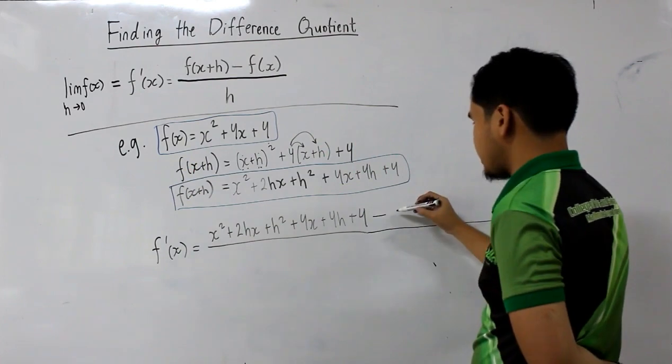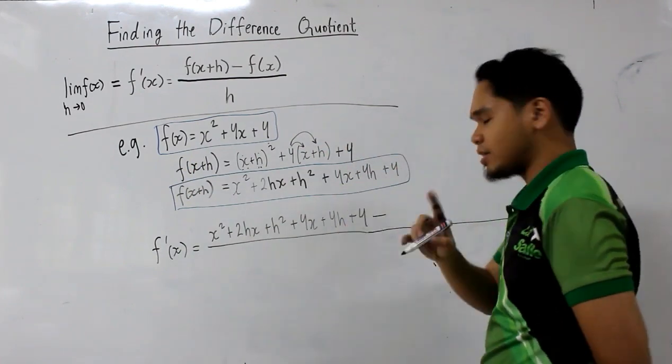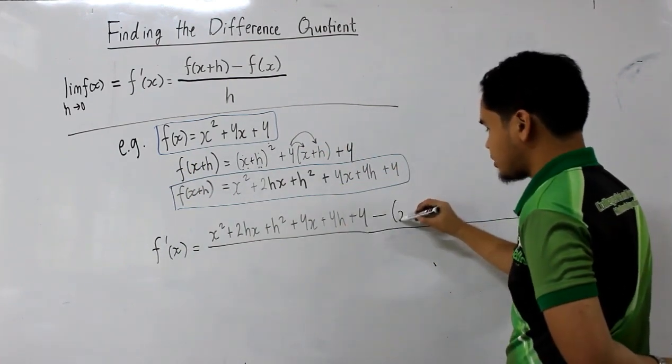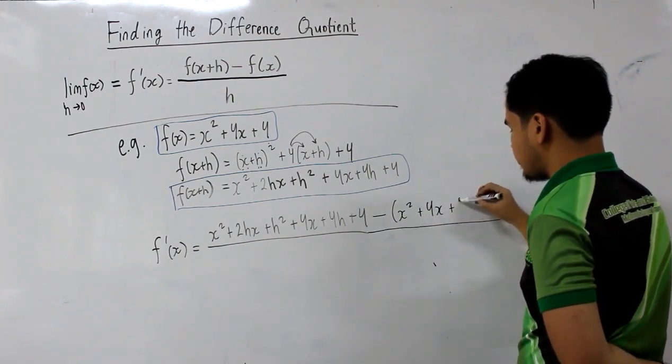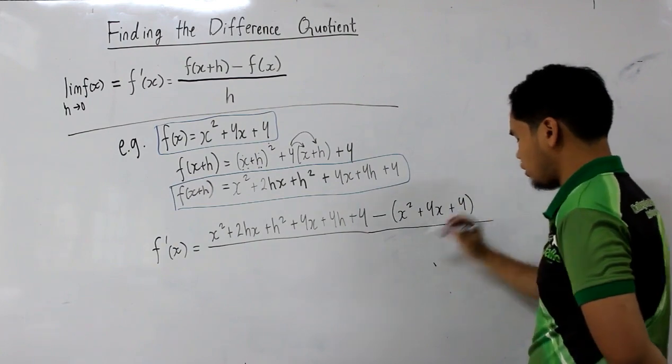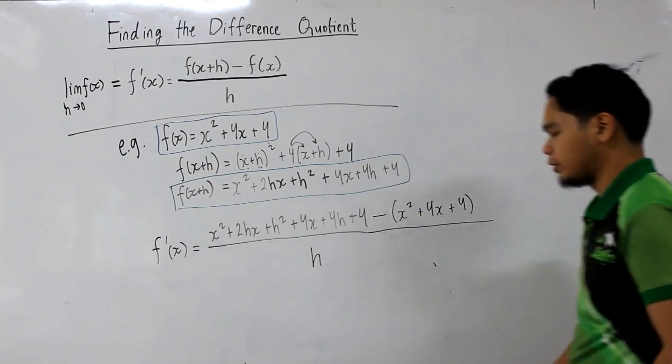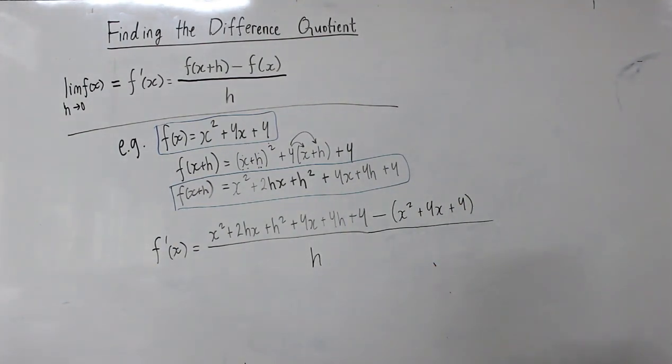So what we're going to put is, enclosing the parentheses, that's very important, x squared plus 4x plus 4. Okay, this will be all over the denominator. What will happen then?